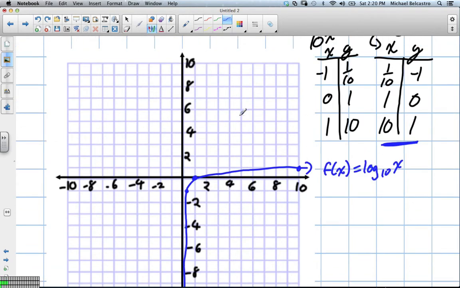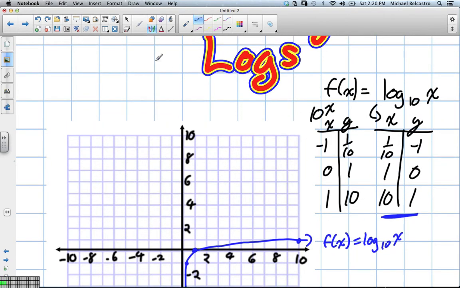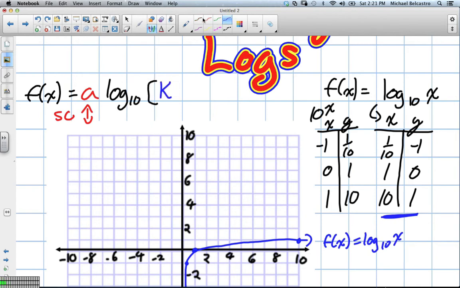Now we're going to talk about the transformations to this. We've talked about transformations many times before, and we're just going to add them back in. Our a value does stretches and compressions vertically, so S and C, stretches and compressions vertically. We know that's what A does. In a log base 10 we have K, x, D, and then plus C. We'll talk about those all later.